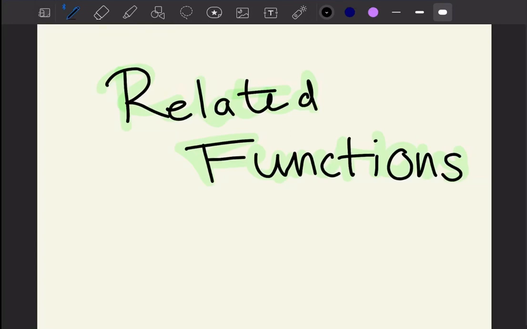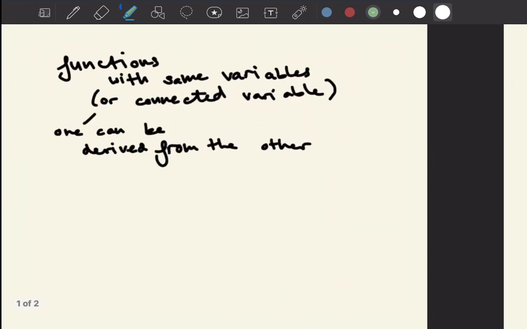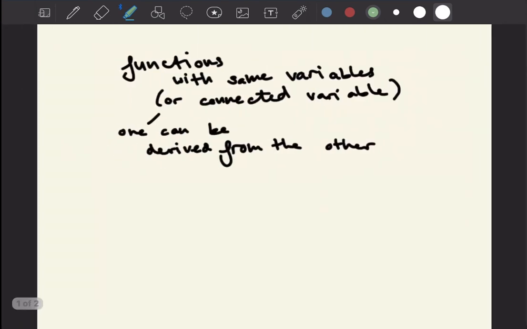And today we'll be talking about related functions. That's a pretty broad topic, but what I mean by related functions is functions that share the same variables or connected variables that, for example, can be derived from each other and that give different outcomes.